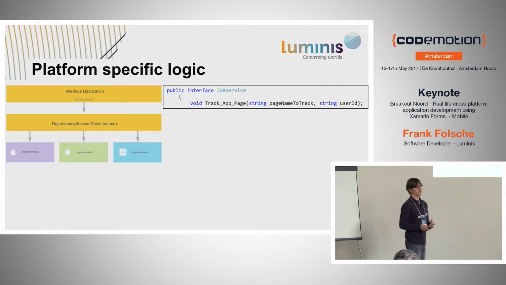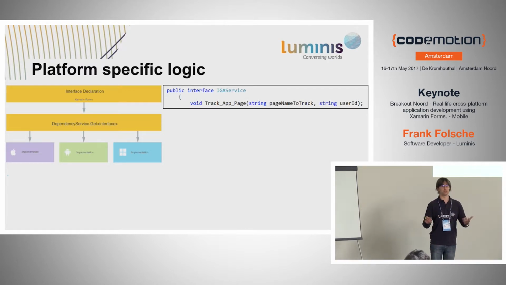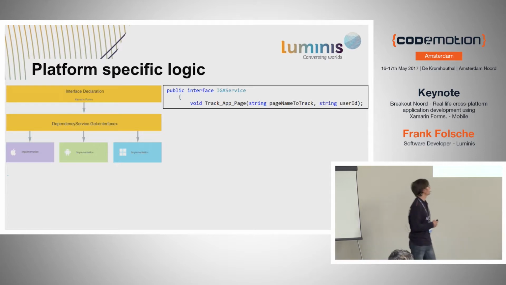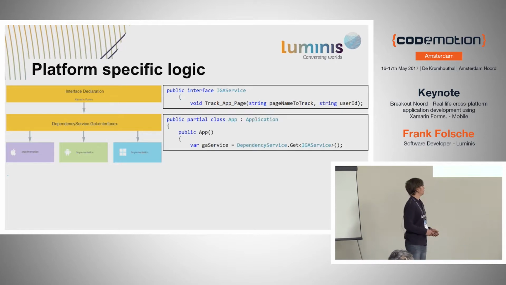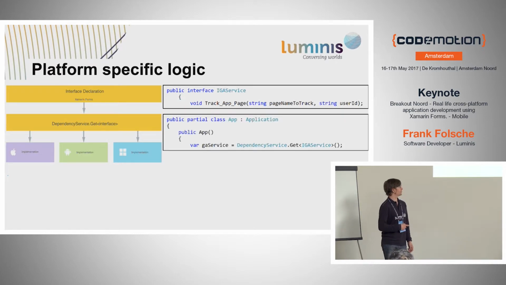What you do is you create an interface. This interface defines what's possible and what you want to have executed. So in this case, we have a Google Analytics service, which has one function that tracks what page you're on. All right, next up is we need to get that dependency somewhere in our shared code. So when we're running on Android, we run the Android implementation. When we're running on iOS, the iOS implementation. This is quite easy. You just get the implementation by calling the get method on the dependency service using the interface.